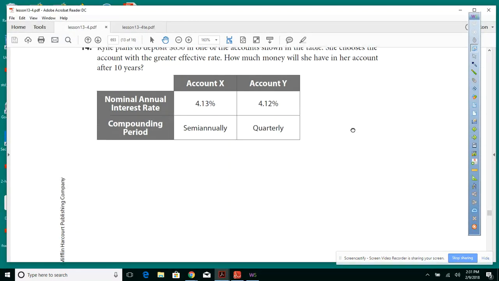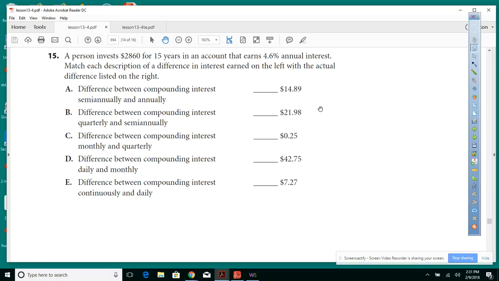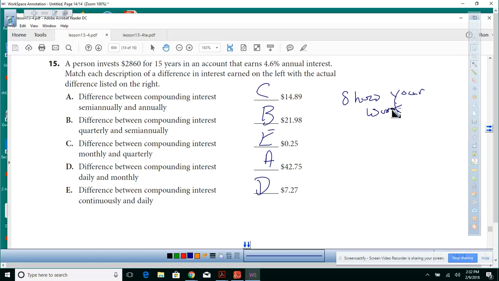Number 15. That's the one you get to do on your own. You get to try the different formulas. What I will do is give you the correct answers: C, B, E, A, and D. But you must show your work to get credit. You must show your work to get credit.